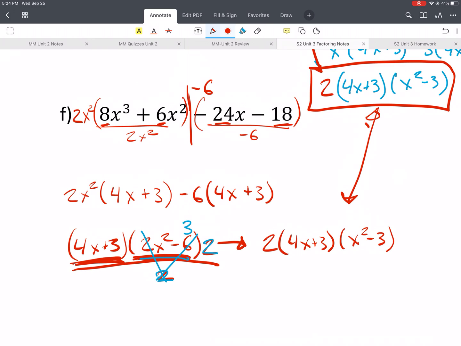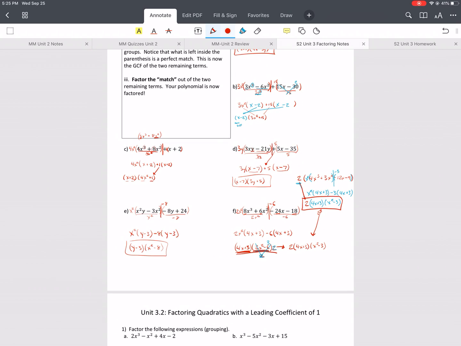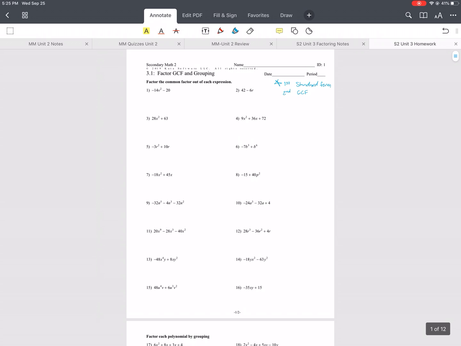So look for that. I'm not sure that there's any in the homework, but you should always factor out the greatest common factor. Okay, we'll have other ones where we're not grouping, we're doing some other type of factoring, but you still need to take out the greatest common factor. All right, so let's just look at the homework really quick. I went over just a few of those together.